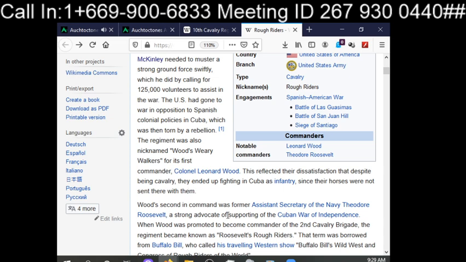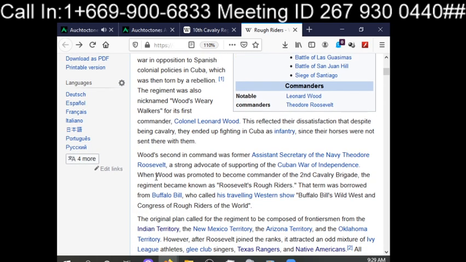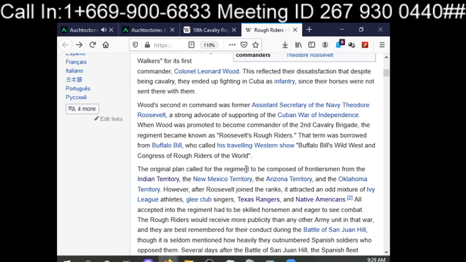Why would you take a cavalry unit that's used to fighting with horses and just put them on foot? Unless you want them to lose. Doesn't make any sense. Or provide them with horses over there.